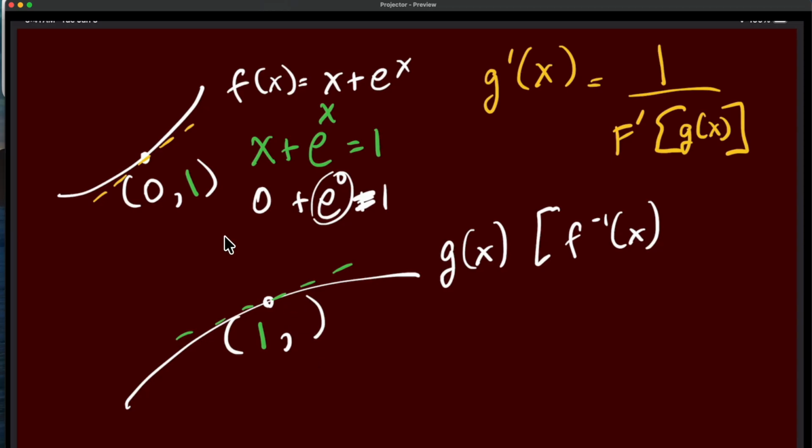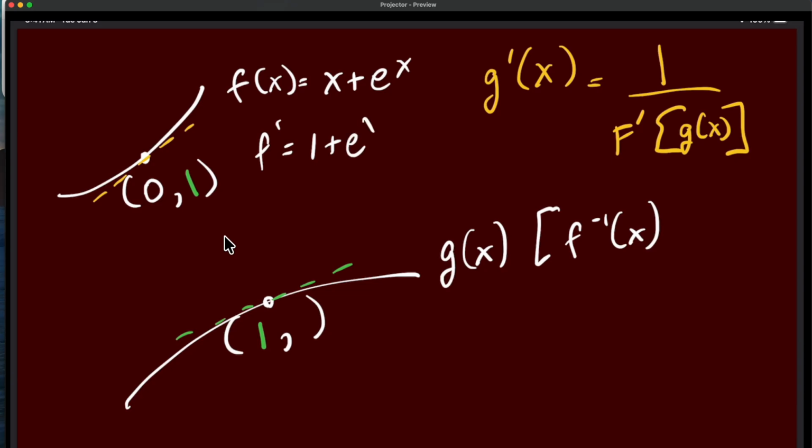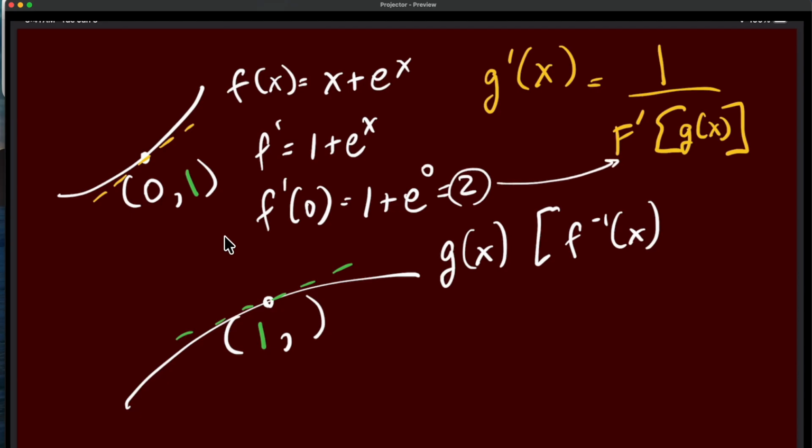Okay. What we have left is to take the derivative of f and plug in 0. So let's do that. f prime is going to equal 1 plus e to the x. f prime of 0 is going to equal 1 plus e to the 0, which equals 2. Therefore, to get our answer, we have to put this in the denominator.